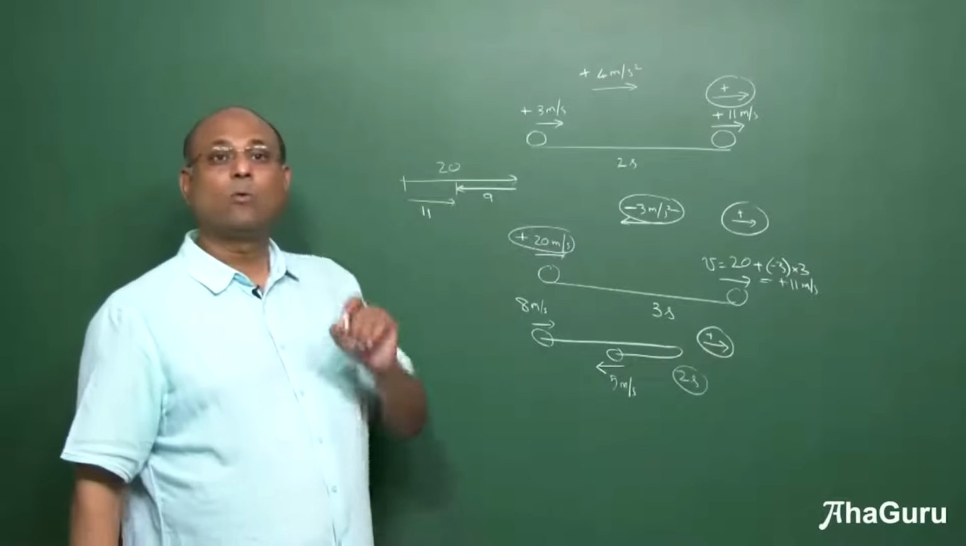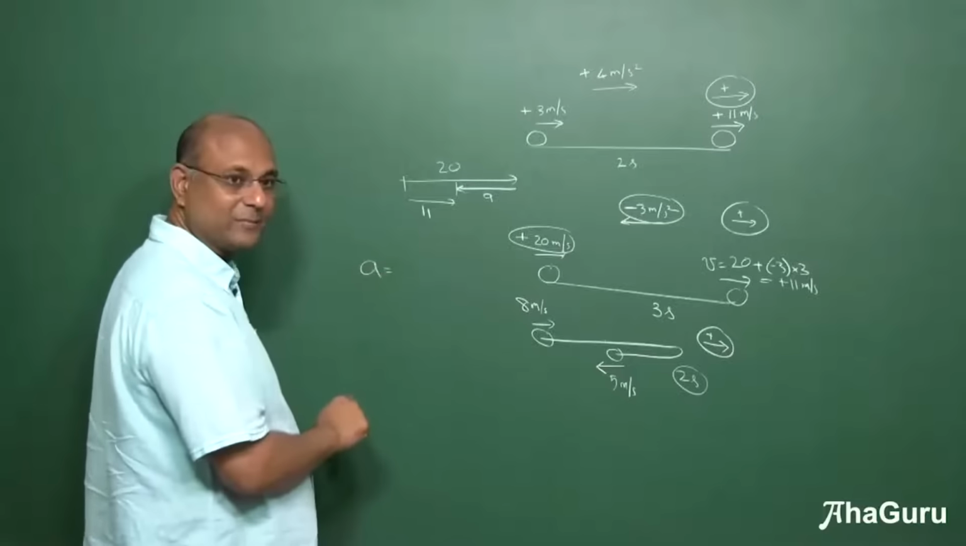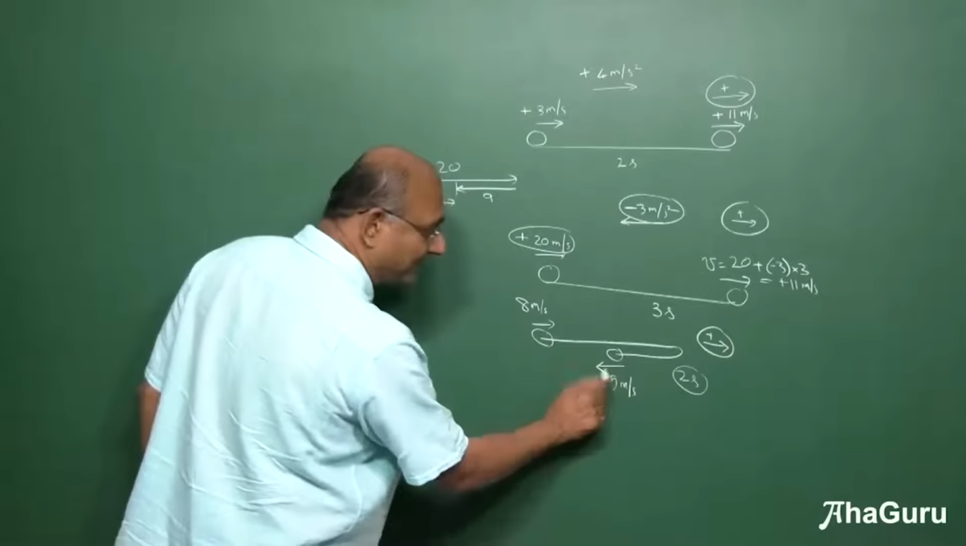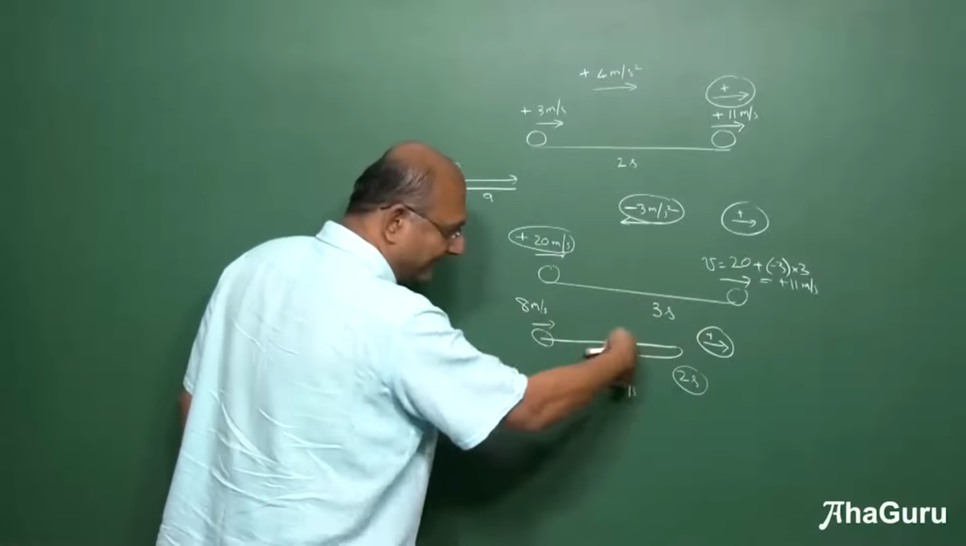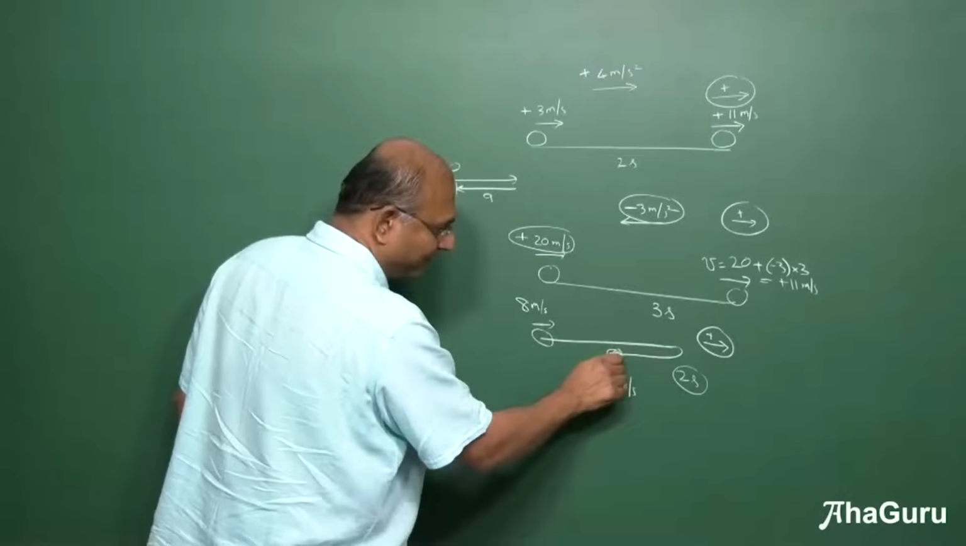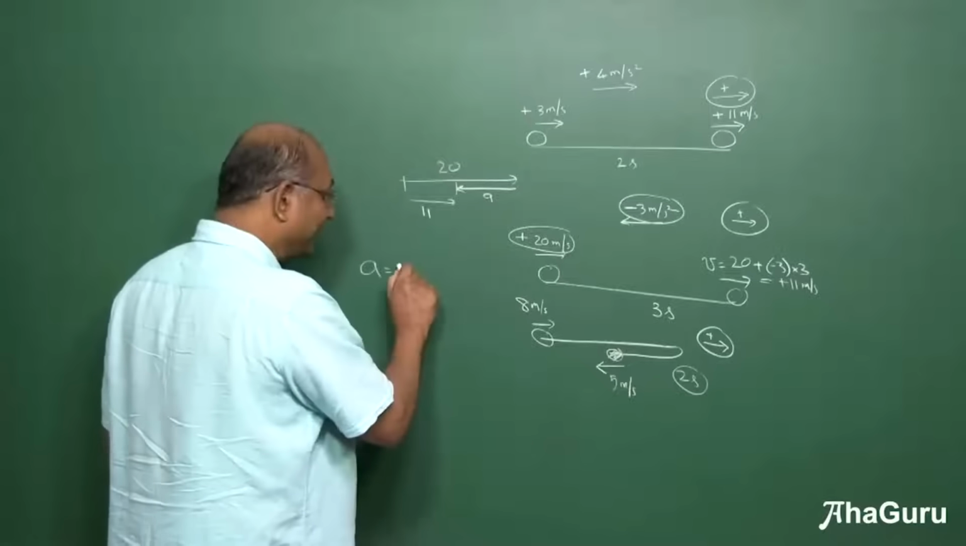Now tell me, what is the acceleration? Let us calculate the acceleration. Acceleration is final velocity. Why is it final? Because you see, it started like this and it came like that. This is my final velocity. How much is my final velocity? Minus 5.